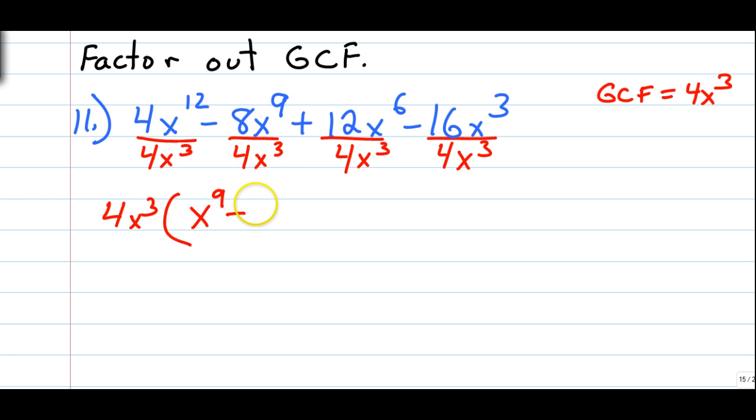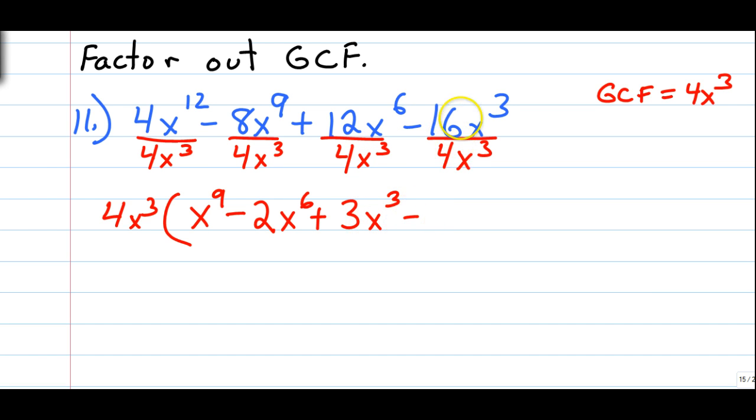4 into 8 goes 2 times. X to the 3rd divided into x to the 9th. 9 minus 3 leaves us with 6. So x to the 6th power. Carry down the plus sign. 4 into 12 goes 3 times. So then we have x to the 6th divided by x to the 3rd. So 6 minus 3 leaves us with x to the 3rd power.